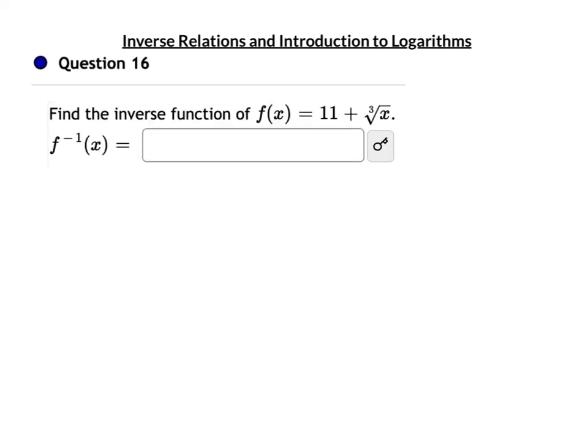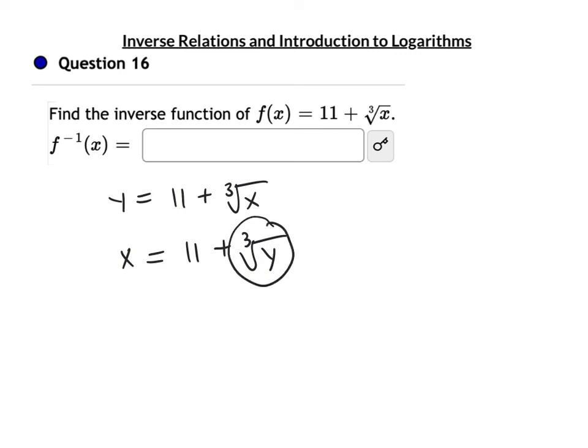Here's an interesting question. We have y equals 11 plus the cube root of x. We'll switch the variables, swap them. x equals 11 plus the cube root of y. We're going to solve for y. We need to get this by itself. It'll be the cube root of y equals, I have to take 11 off each side, x minus 11.